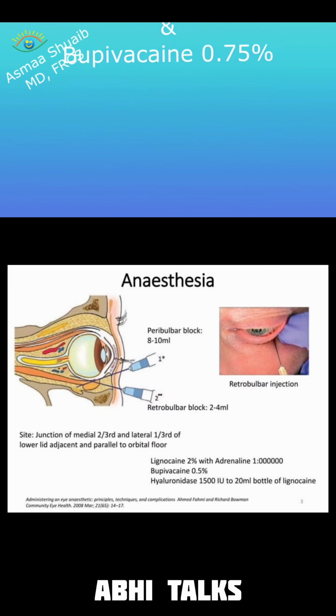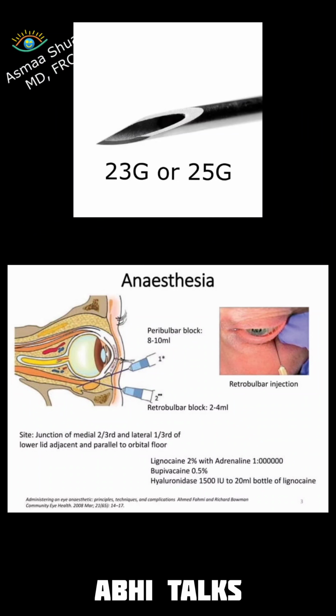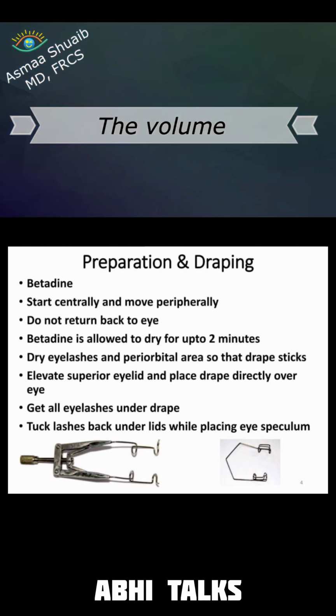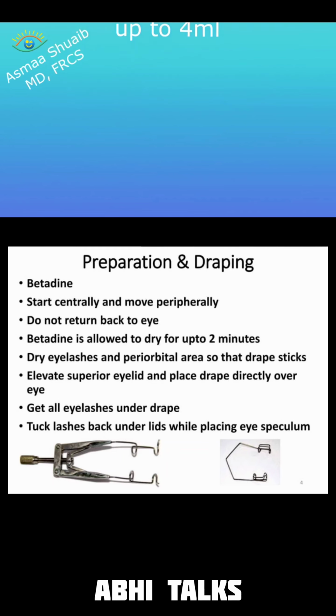In order to help the spread of the agent within the surrounding tissue. Regarding the needle used, you can use a 23 or 25 gauge needle, and the beveled part of the needle has to be facing towards the globe. The volume injected is up to 10 milliliters in peribulbar anesthesia and up to 4 milliliters in retrobulbar anesthesia.